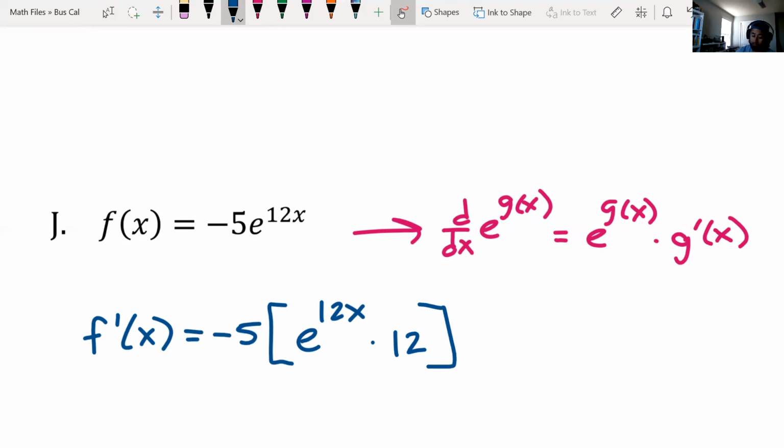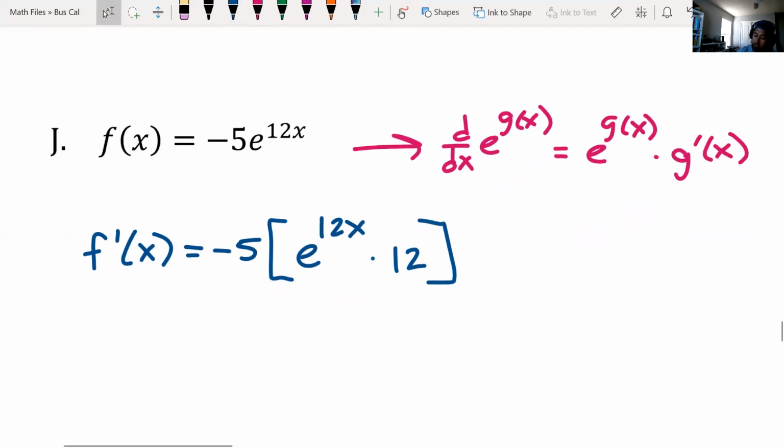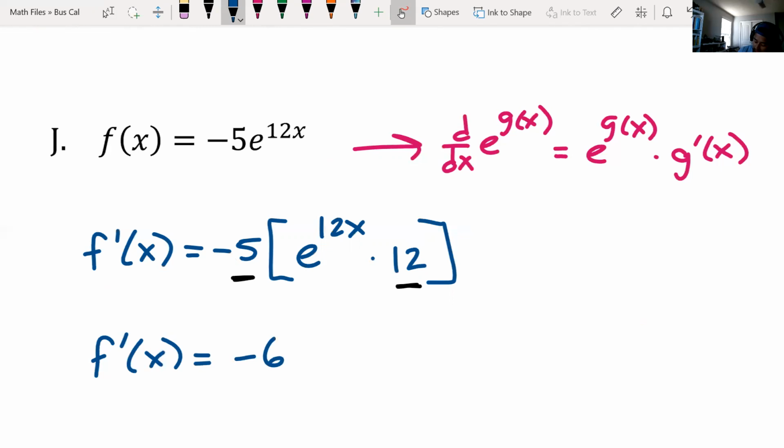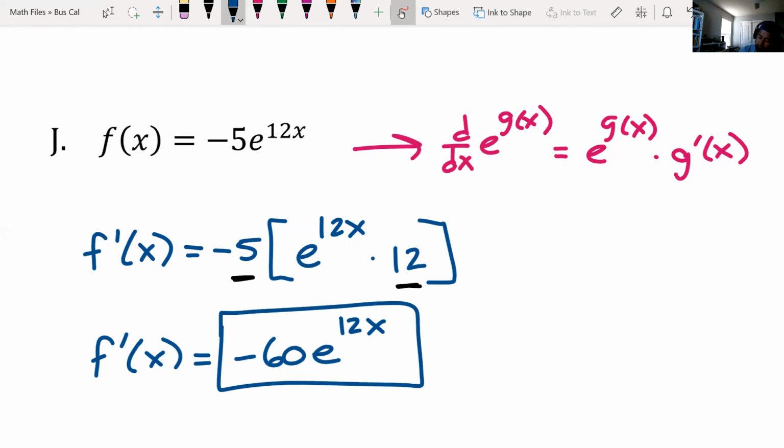So there's the derivative. Now all we have to do to clean up is multiply that 5 by that 12, and we will get -60 e to the 12x. There it is. Any questions on that one?